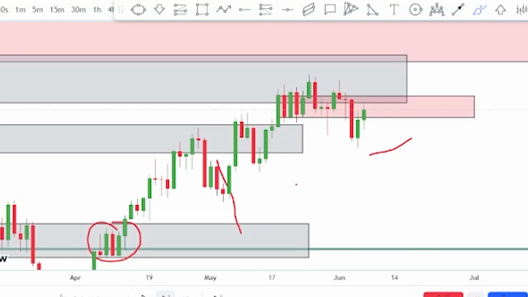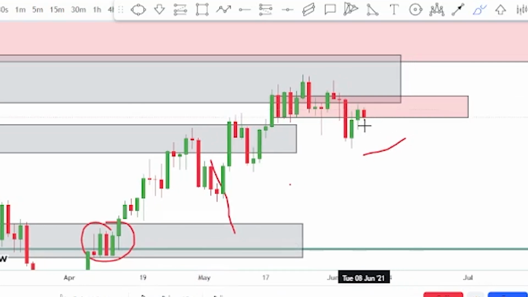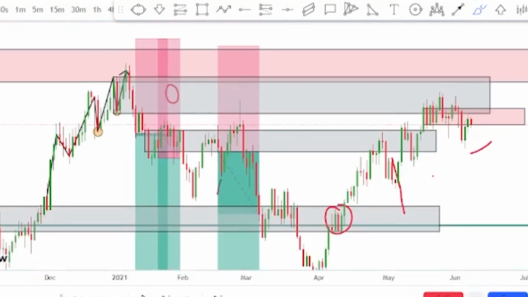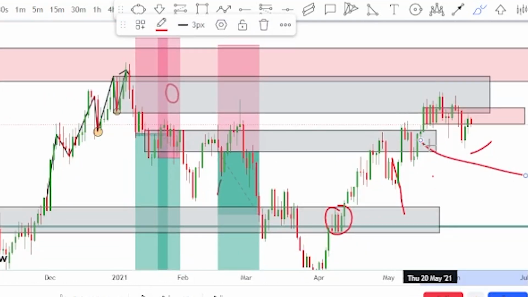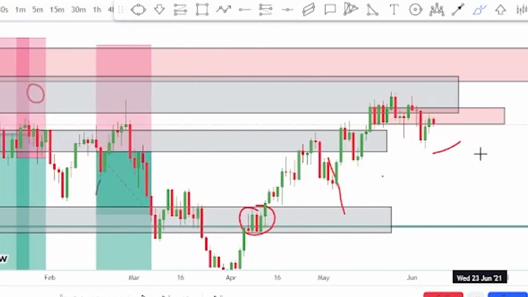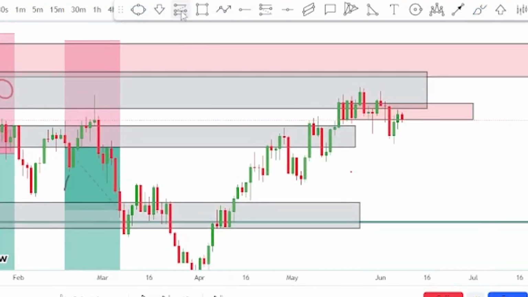Okay, now we got this bearish engulfing candlestick. So now I'm going to take a sell from this area, anticipating the price to continue until we get to the previous stronger zone where a bullish reversal started from. Okay, this is my entry for sell.